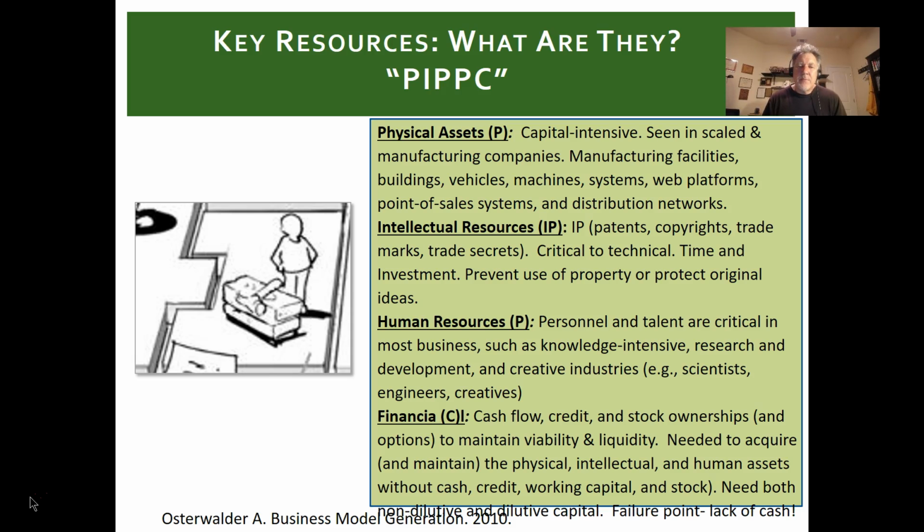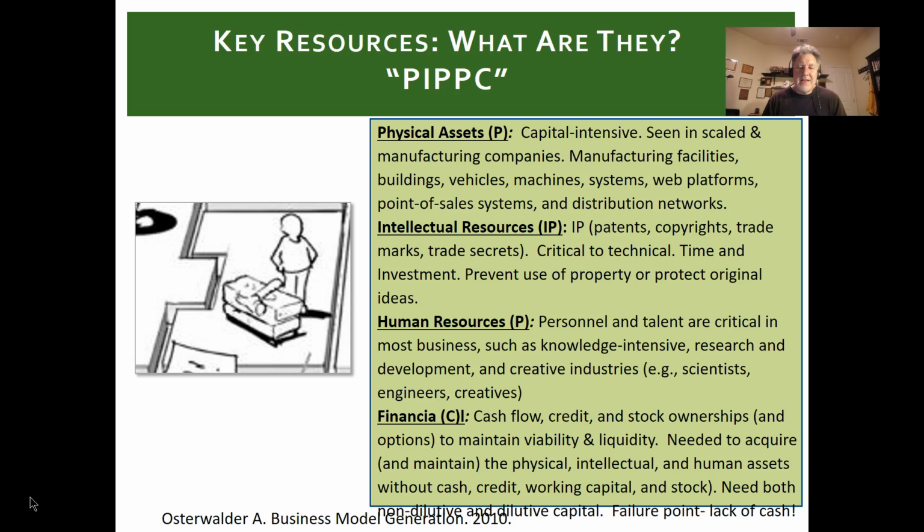Now IP is intellectual resources or intellectual property, which is patents, copyright, trademarks, and trade secrets, which are critical, especially in the technical space, and they create exclusivity, particularly patents. They prevent the use of property or original ideas being used by others. The other P is your people in the organization, your human resources, the personnel and talent that are there. And that could be creatives, it could be engineers, it could be consultants that you have.